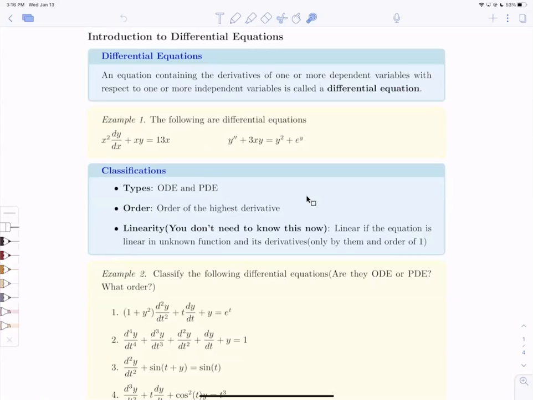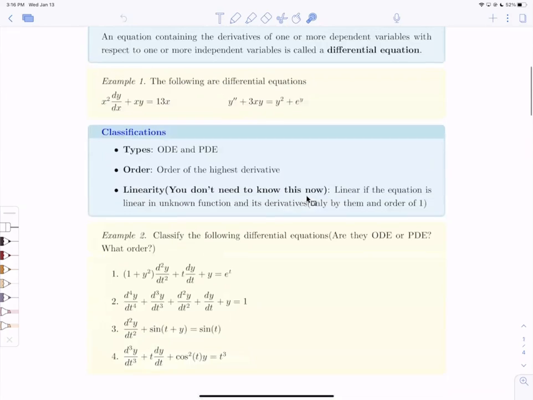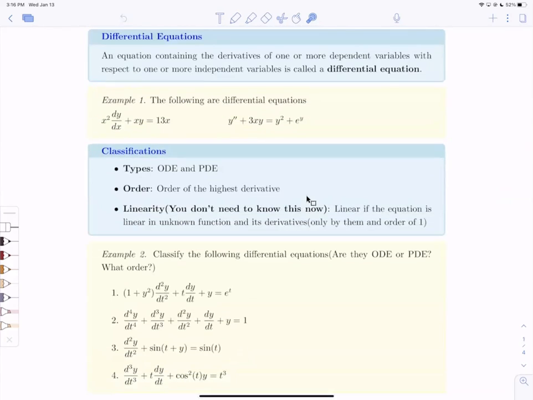Oh, by the way, the color coding of my worksheet is usually blue stands for definition. Yellow is examples. And we don't have red here, but later we'll see some red boxes, and those stand for theorems, corollaries, such things. Okay.